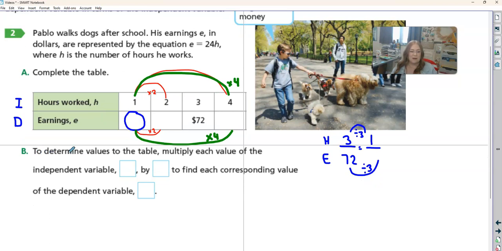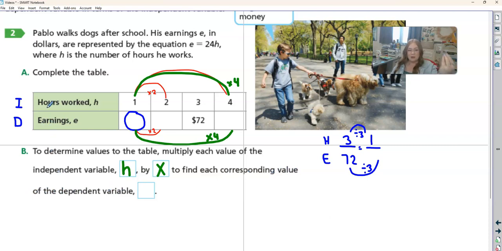So determine the values for the table. We multiplied each value of the independent variable. The independent one was H. He got to choose the hours he worked, right? He is independent. He can make his own choices. He chose to work the hours. Then what did we do? Once we know the 1, we multiply, timesing to find each corresponding value of the dependent variable.